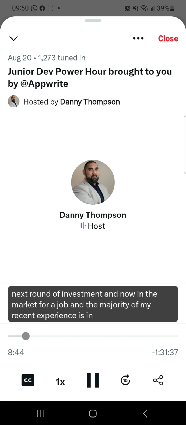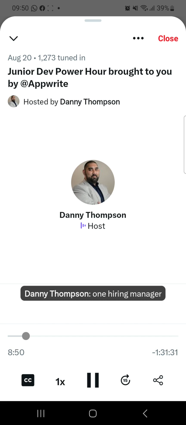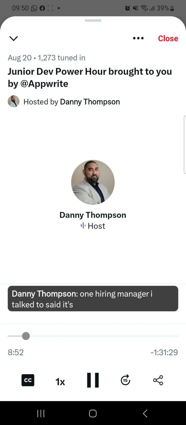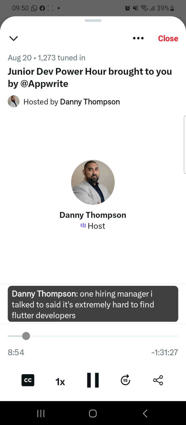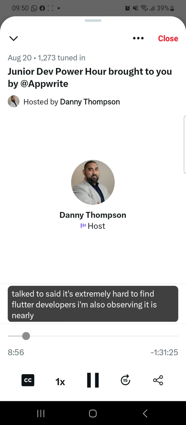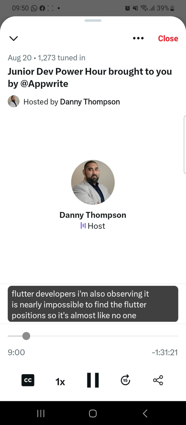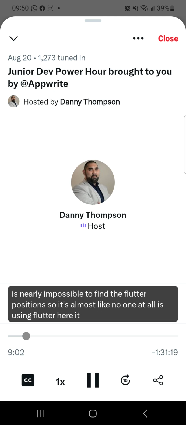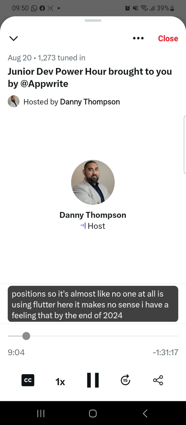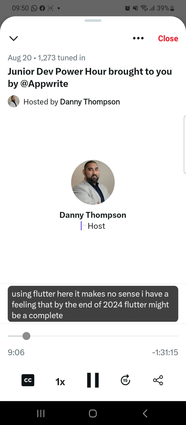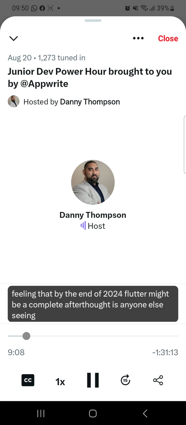In my country of Canada, there's 0 opportunities. One hiring manager I talked to said it's extremely hard to find Flutter developers. I'm also observing it is nearly impossible to find Flutter positions, so it's almost like no one at all is using Flutter here. It makes no sense. I have a feeling that by the end of 2024, Flutter might be a complete afterthought. Is anyone else seeing different trends with Flutter?